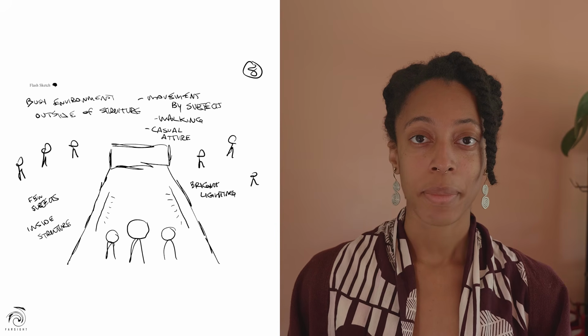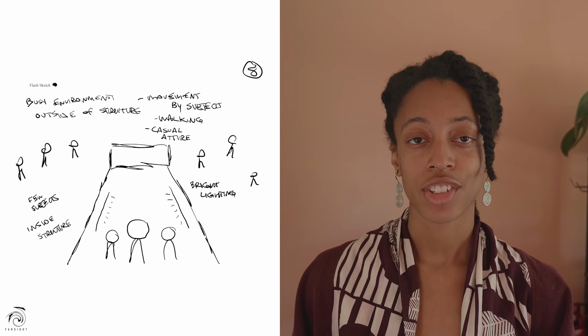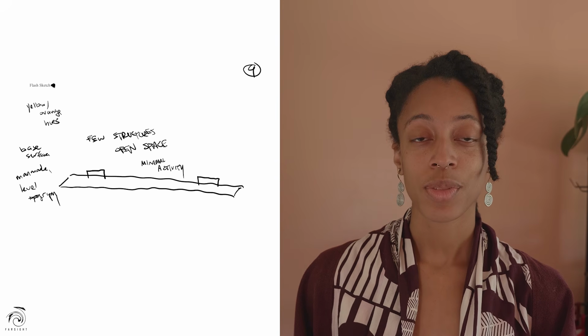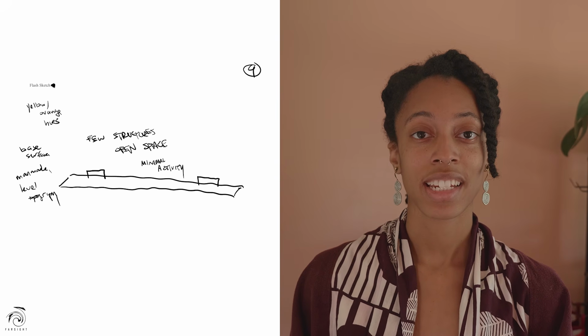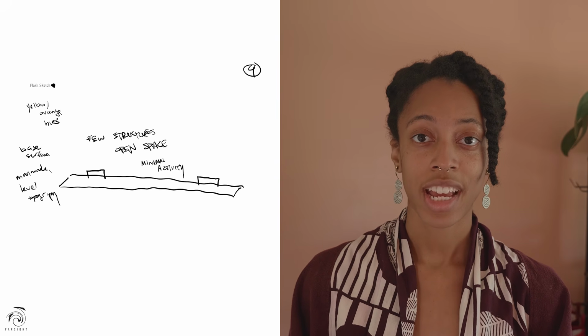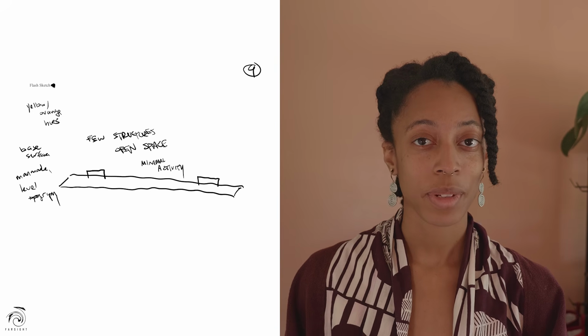Next, I'm picking up a busy environment outside of a structure. There's movement by subjects, walking activity, and casual attire. There are a few subjects inside the structure and bright lighting. Lastly, I have a base surface with level topography and man-made land. There are a few surface structures here, and I sense a lot of open space with minimal activity.